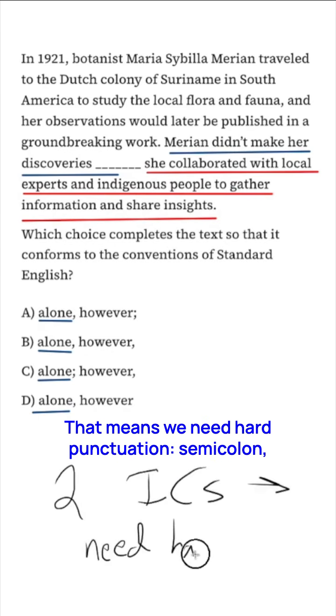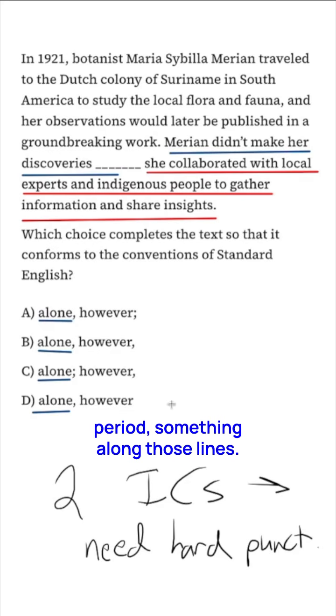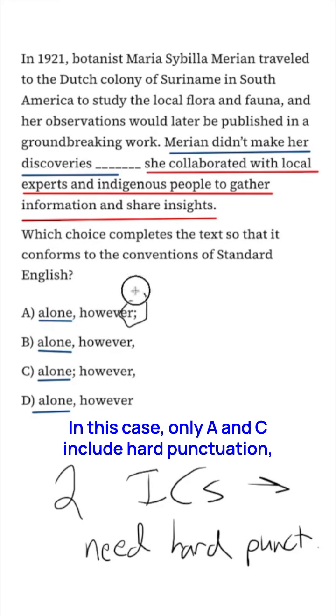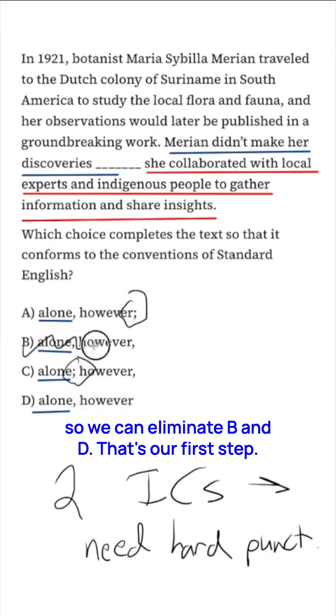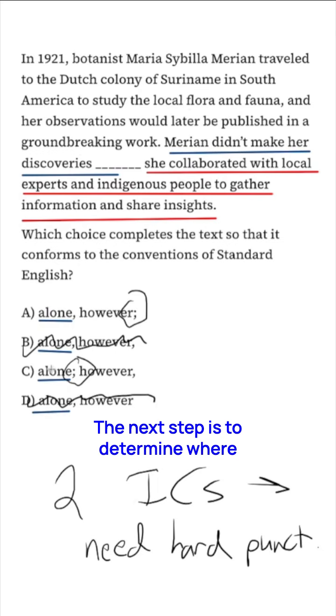That means we need hard punctuation, semicolon, period, something along those lines. In this case, only A and C include hard punctuation, so we can eliminate B and D. That's our first step. The next step is to determine where the contrast is in terms of the meaning.